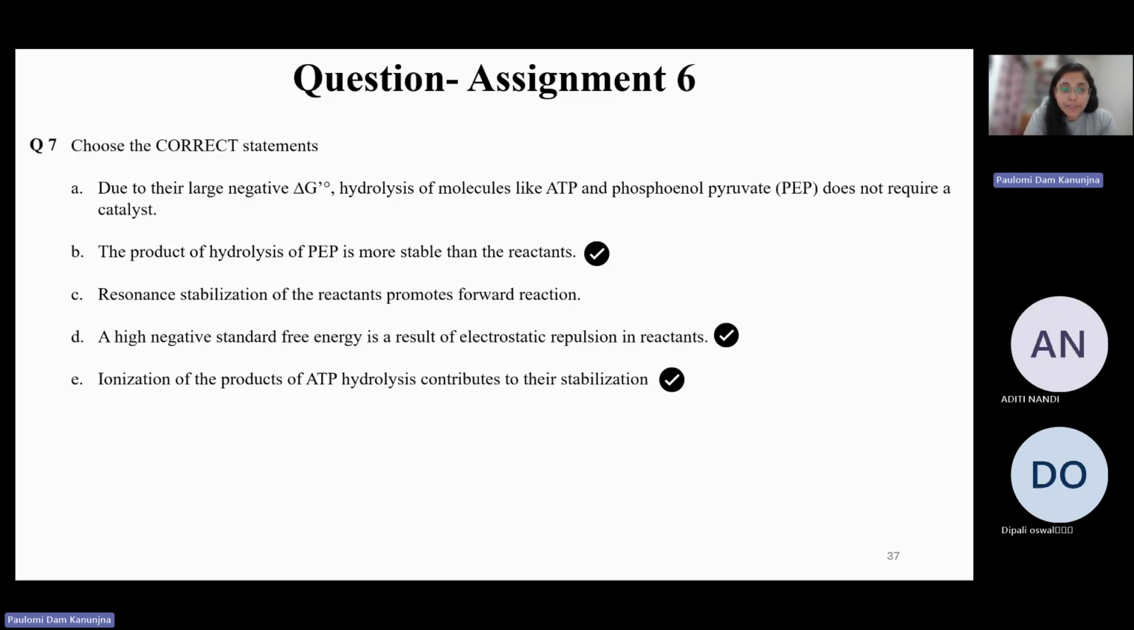The fourth one says a high negative standard free energy change is a result of electrostatic repulsion in the reactant. That is exactly the underlying principle. And the fifth one says ionization of the product of ATP hydrolysis contributes to the stabilization. Again, the same thing that we have been discussing so far. Did you mention the correct or the incorrect? That's okay. If you were trying to answer the incorrect, you were correct. Otherwise, just be mindful of what you are looking into.